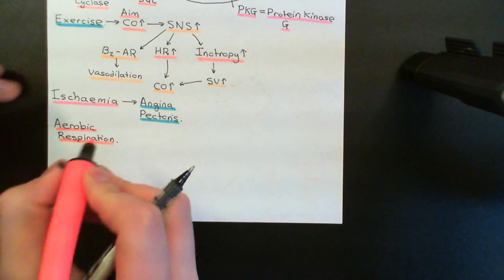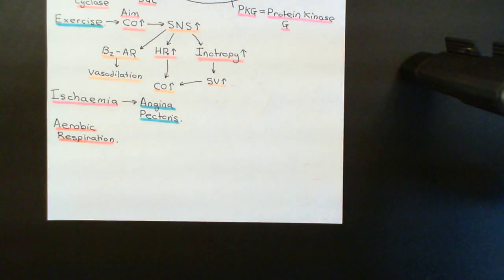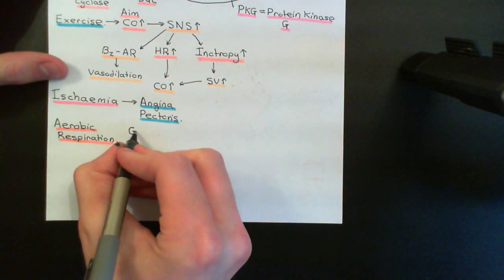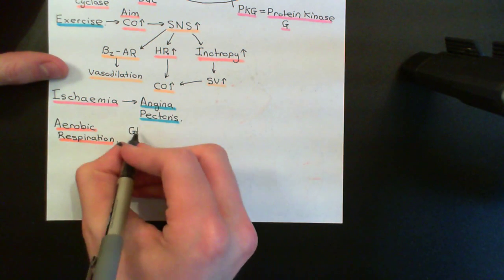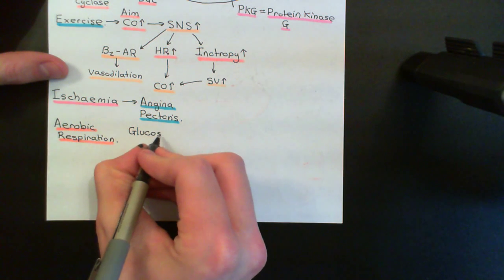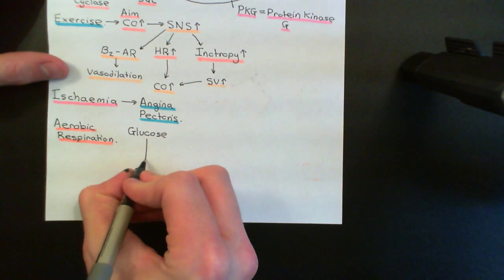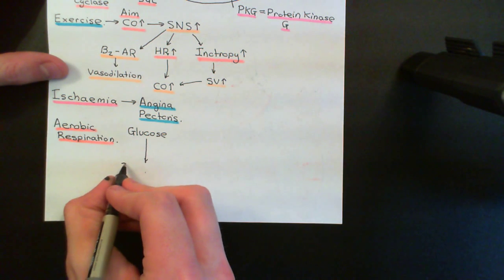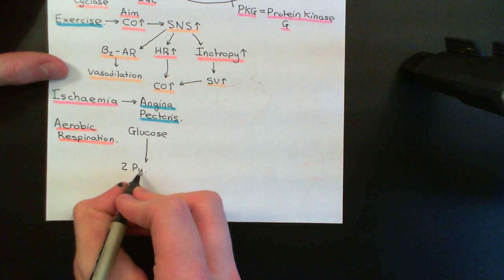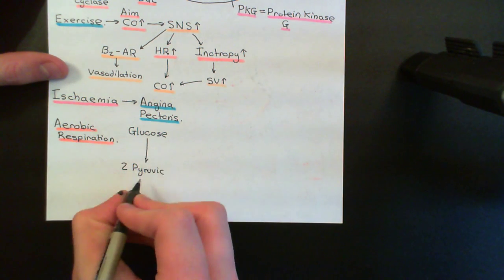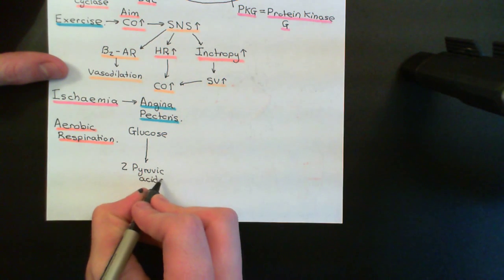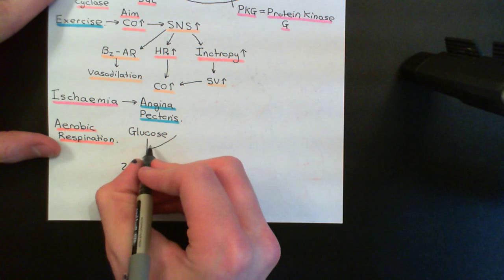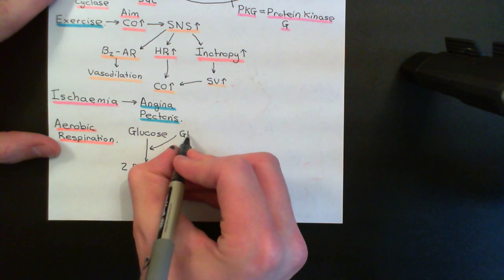Remember, in aerobic respiration, there are four main stages. Glycolysis is the first stage, and in glycolysis what happens is you take a glucose molecule, and through a huge number of steps, the glucose molecule is converted into two pyruvic acid molecules. So we get two pyruvic acids. That is the process of glycolysis. That arrow summarizes what glycolysis does.